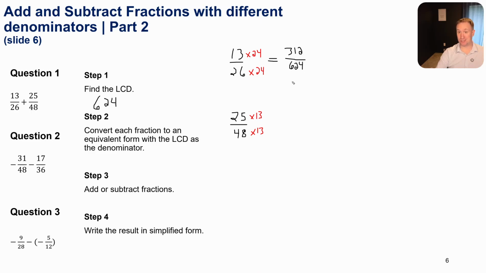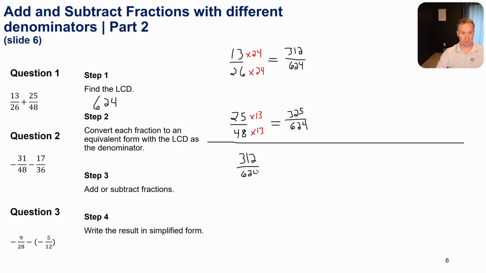Basically half of 624, right? And then 25 times 13 is 325 and 624. Okay. So that's step number 2 now. Step number 3, we're going to add 312 and 624 plus 325 and 624.